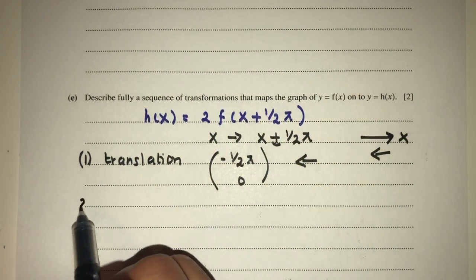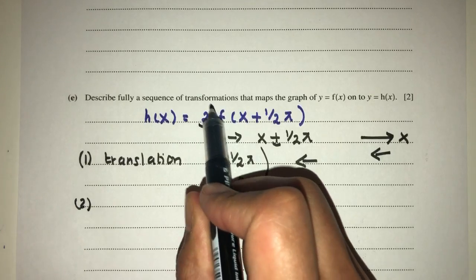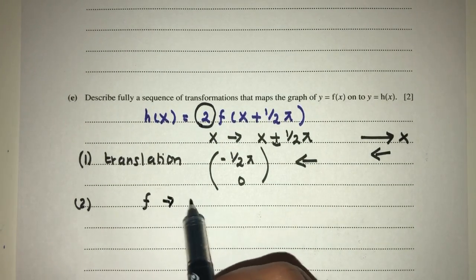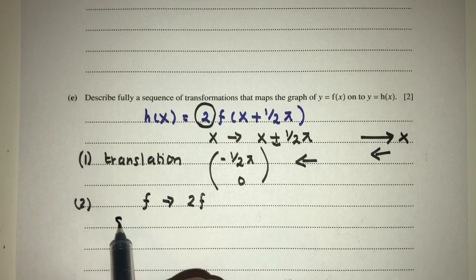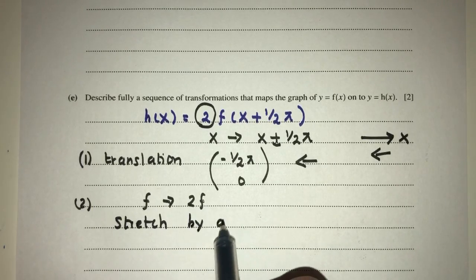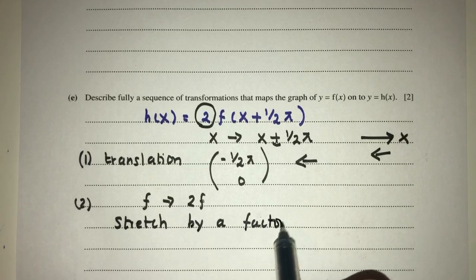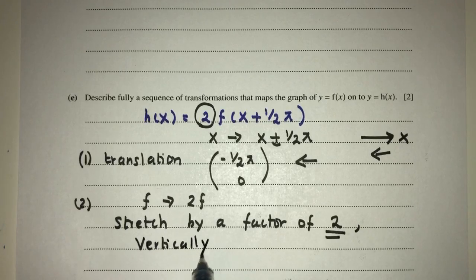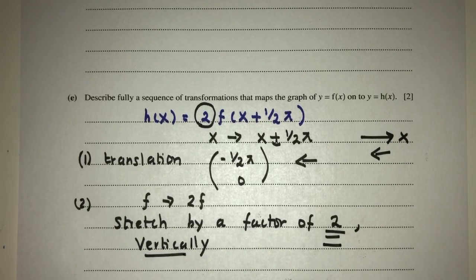Now what happened again? Number 2, we have 2 here in front of f. So from f, it became 2f. Again, it will be a stretch by a factor of 2. It is outside now, so that's what we say, 2. But in what direction? It will be vertically. Okay, so that will be your answer for part E.